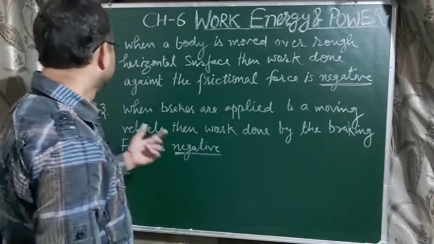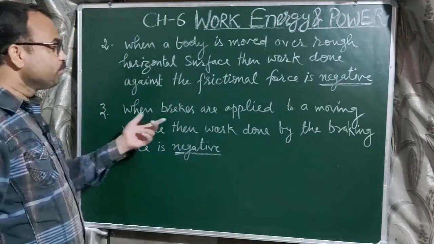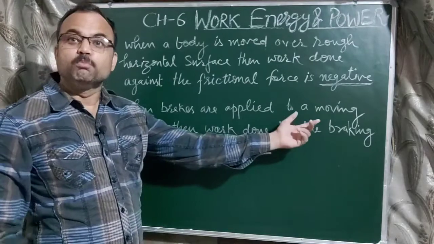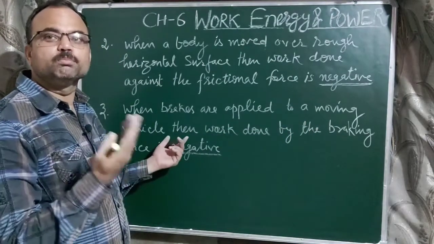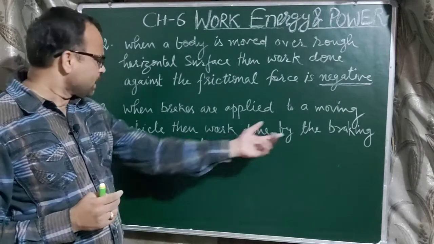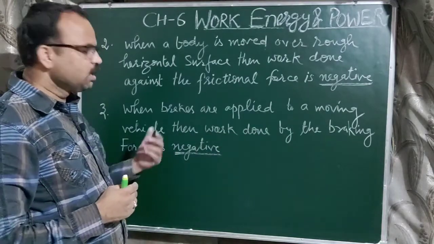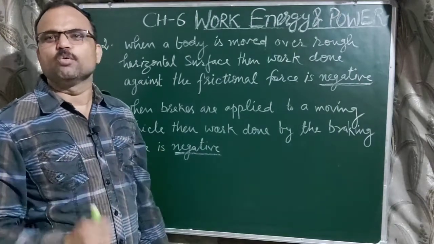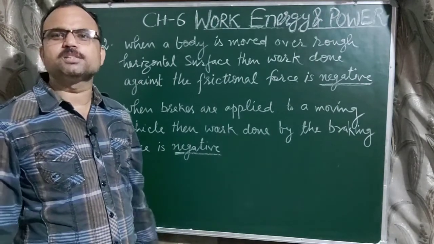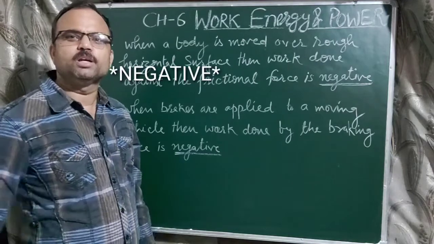Similarly, in the third example, when brakes are applied to a moving vehicle like a car, bus, or bicycle, the work done by the braking force is also negative because the angle between force and displacement is 180, and the value of cos 180 is -1, so work done will be negative.